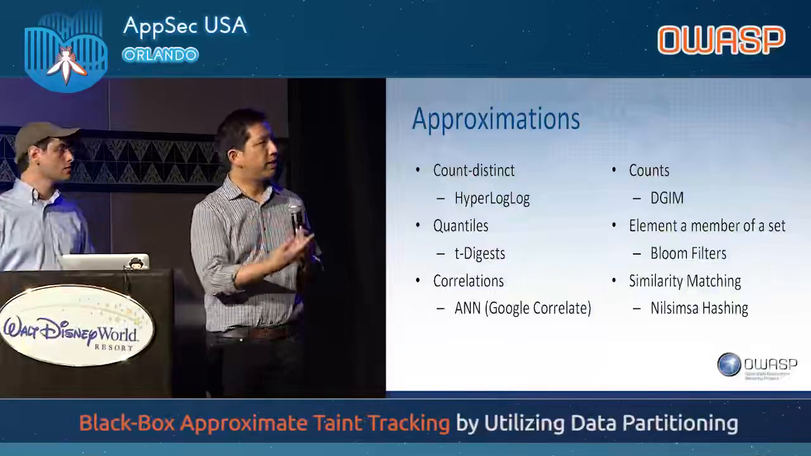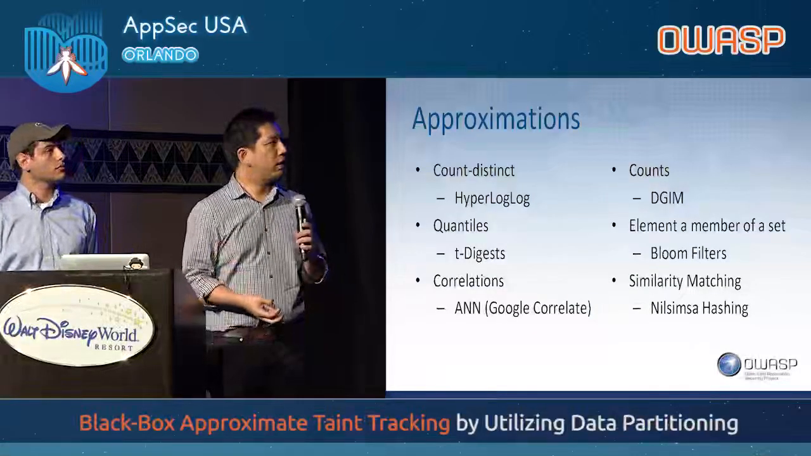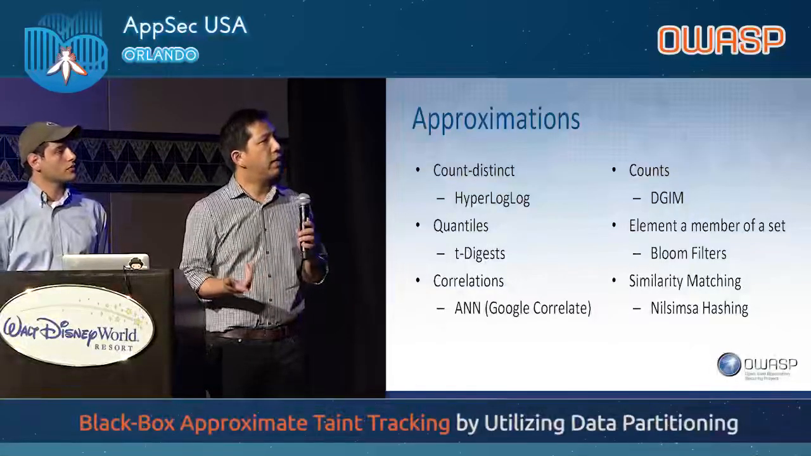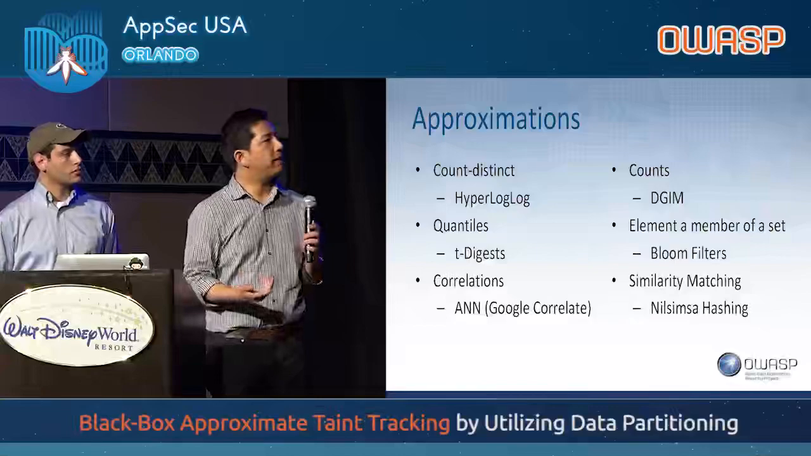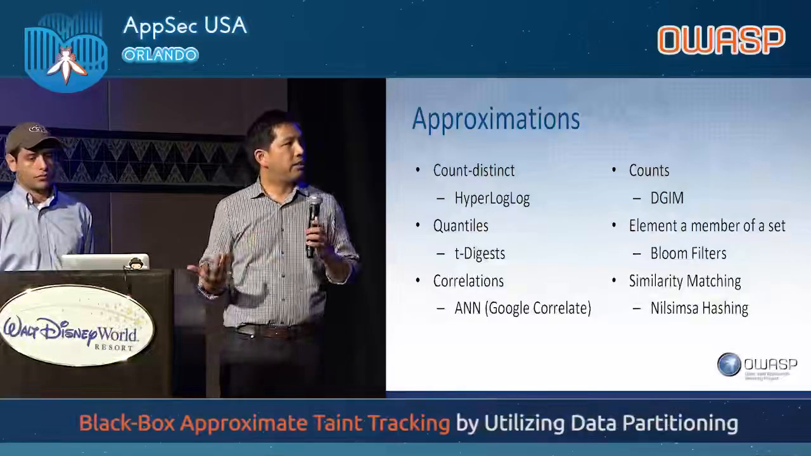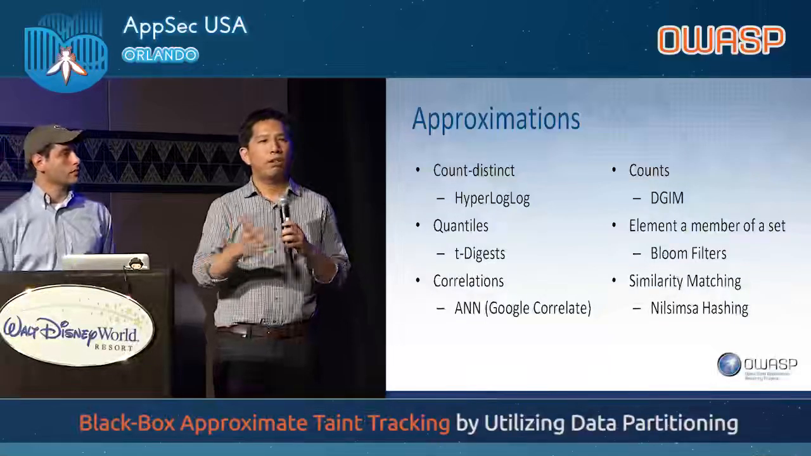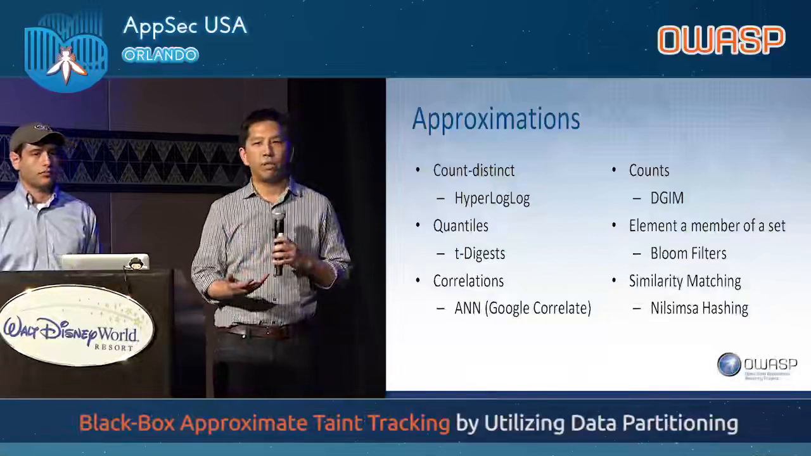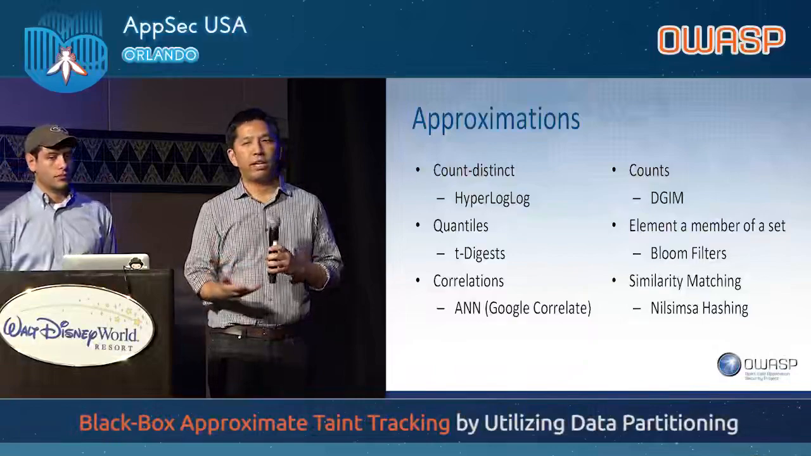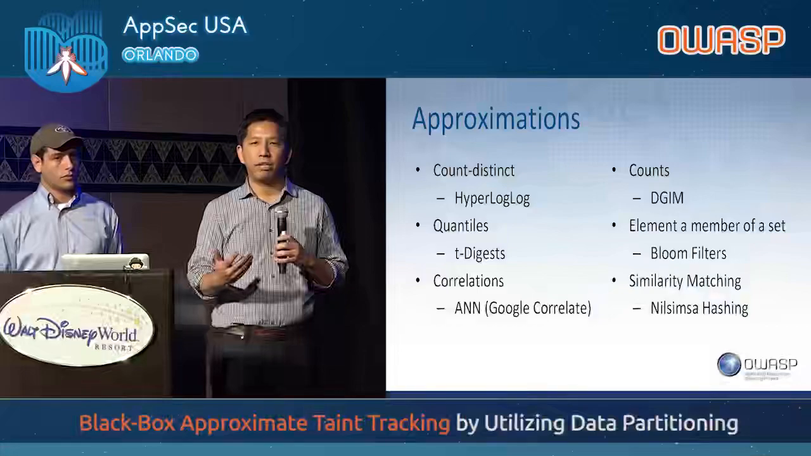So there are several examples listed here. Count distinct, where HyperLogLog is the algorithm of choice. Quantiles, correlations, counts, an element being a member of a set, similarity matching. There's more. There are many of these. And the main thing is that all of these have a common theme in that you're trading off some fidelity in order to address the problems of the real world, which is that you have real constraints that you have to deal with. And the trade-off, in effect, is marginal compared to the gains that you get by choosing an approximation.